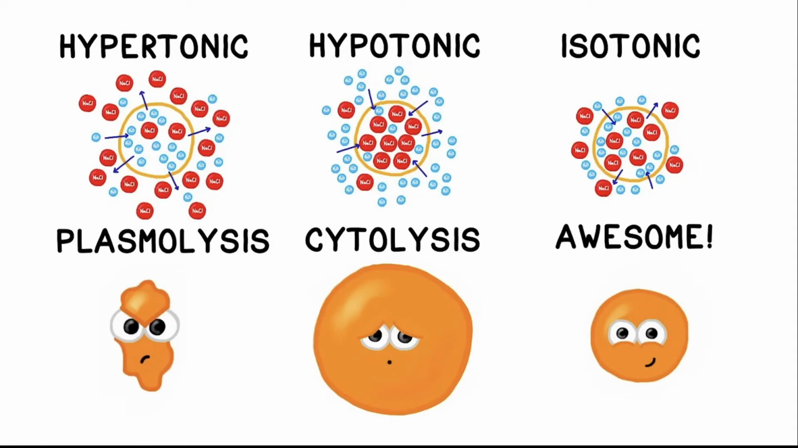So first we have hypertonic, which describes a high level of water concentration inside of our cells. As the concentration of water is higher inside, the water molecules move from high to low and are pulled out of the cell. This results in plasmolysis or shriveling of the cell.